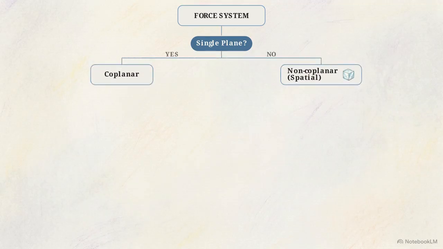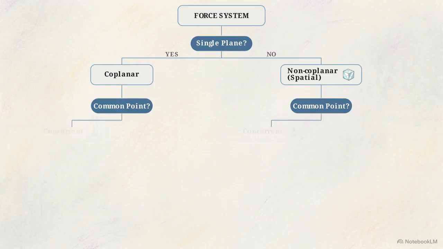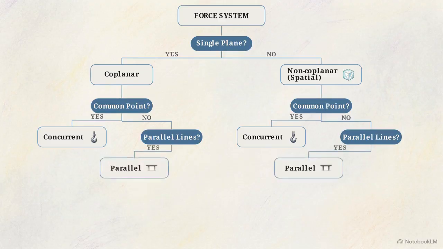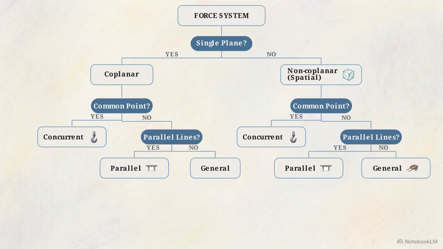To classify any system, use this decision tree. Start at the top. Are all forces on one flat surface? This splits your problem into either coplanar or non-coplanar. Step 2. Do their lines of action cross at one point? If yes, the system is concurrent. If they don't cross, move to step 3. Do their lines run side by side without touching? This categorizes them as parallel. If they aren't parallel either, you have a general system.